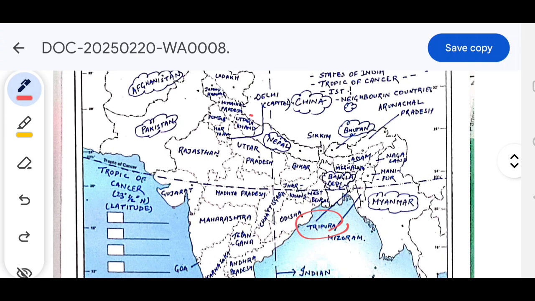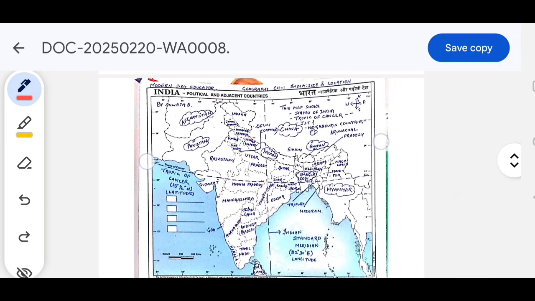Now, if you want to see two or three things more here, I will be including it in the next map. So let's come to the next map.